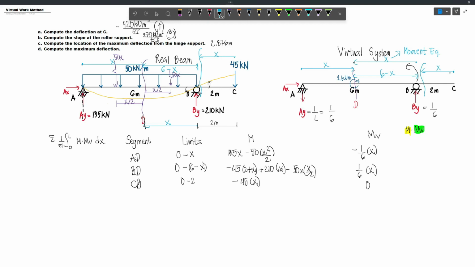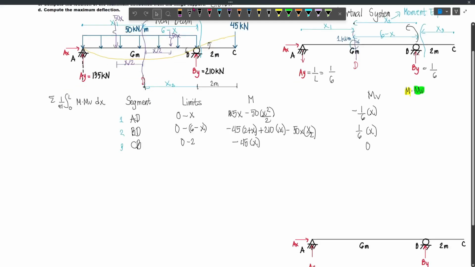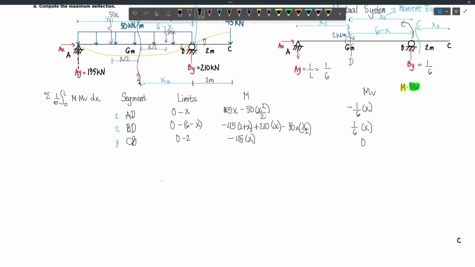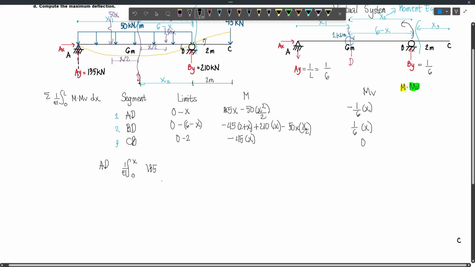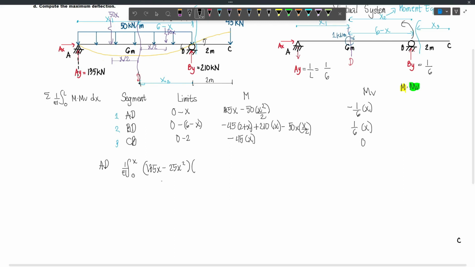Now, let's just label this one as our x1 for AD, ito 2 and 3, and this will be x2, this will be x3. This is x1, x2, and x3. Para hindi na kayo malito. And so now, we will integrate the following expressions in terms of the variable. Now, for the first one, let's consider segment AD. Now, that will be 1 over EI, integral from 0 to x, and then 135x minus, gagawin na lang natin tong 25x squared, multiplied by MV, which is negative 1 over 6 times x.